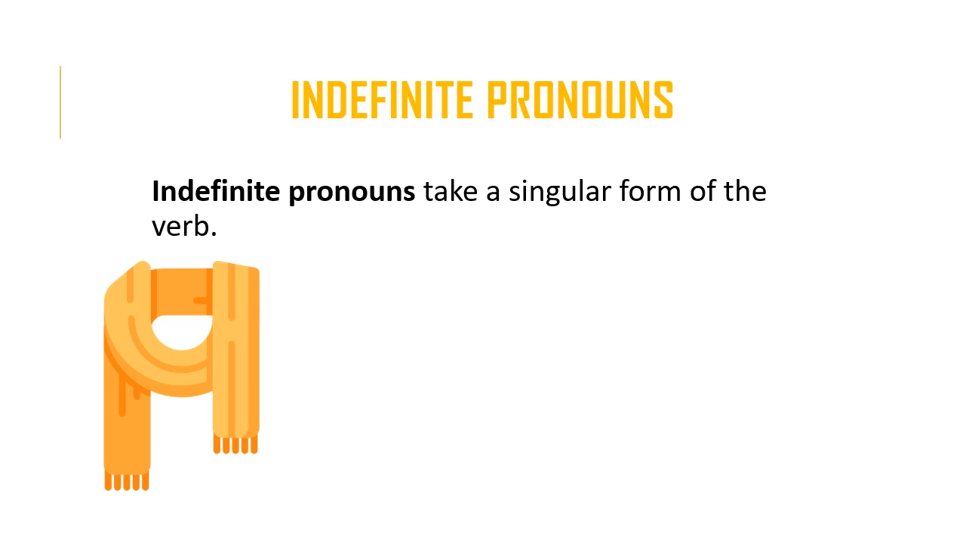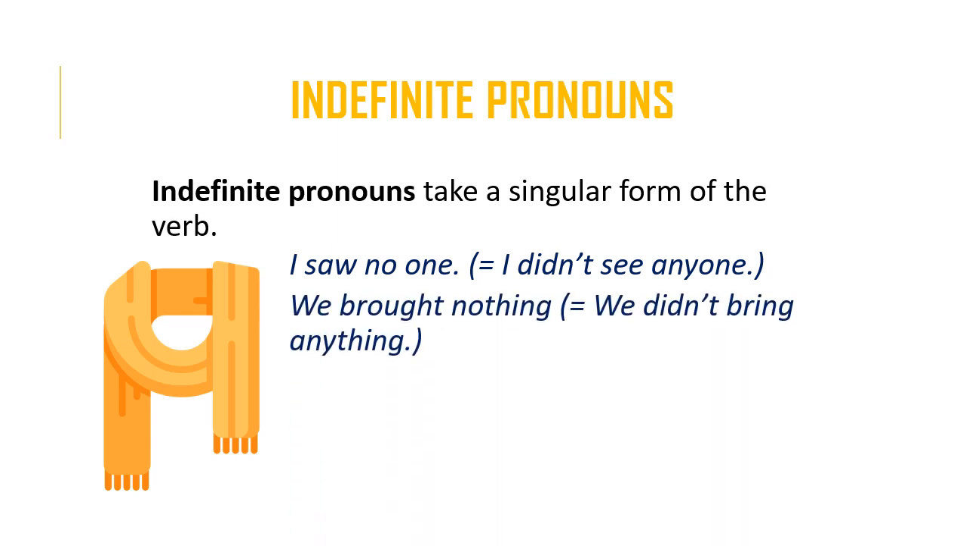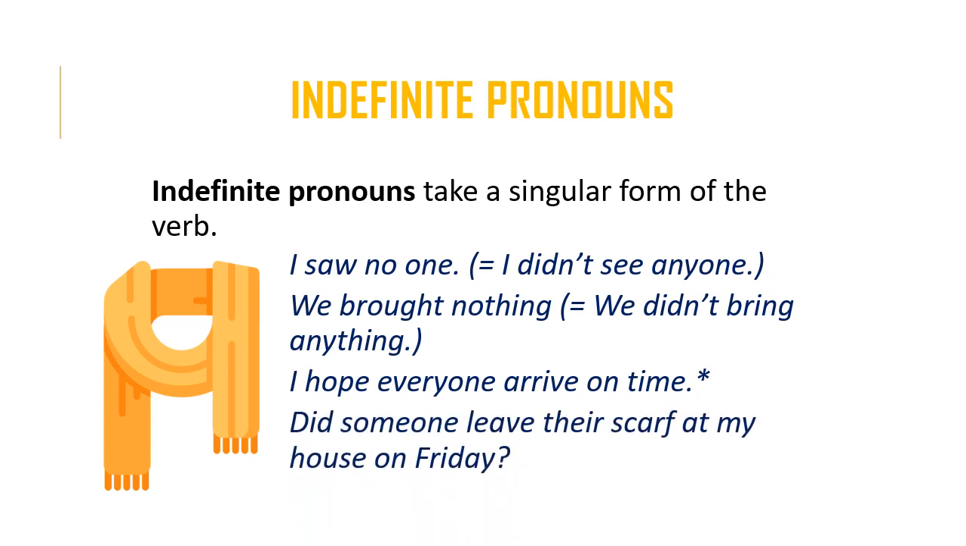Indefinite pronouns take a singular form of the verb. So you would say, I saw no one, which equals I didn't see anyone. We brought nothing, which is equivalent to we didn't bring anything. I hope everyone arrive on time. So this is a mistake. It should be, I hope everyone arrives on time. Everyone is singular, so the verb must also follow the subject.